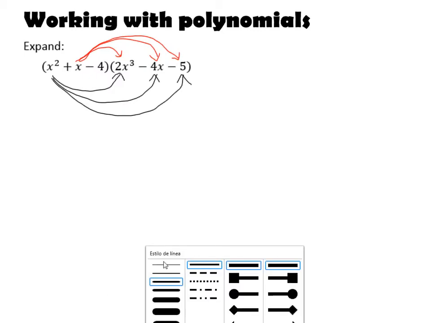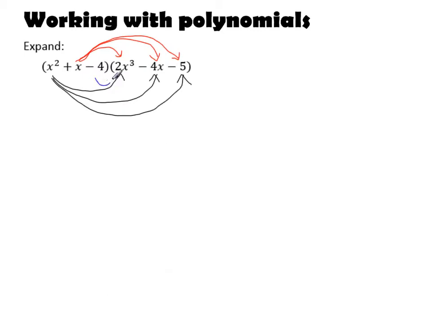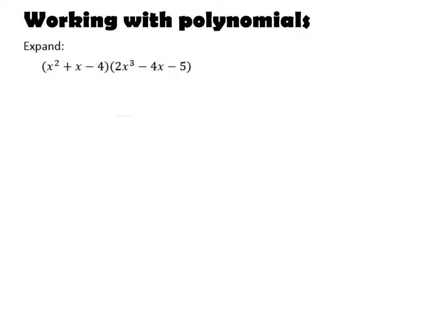That includes the 4. So it's going to have minus 4 times 2x cubed, minus 4 times minus 4x, minus 4 times minus 5. Let's actually go ahead and do these multiplications. Now follow me in your head.